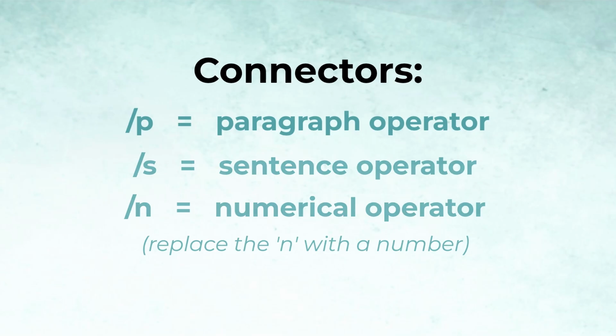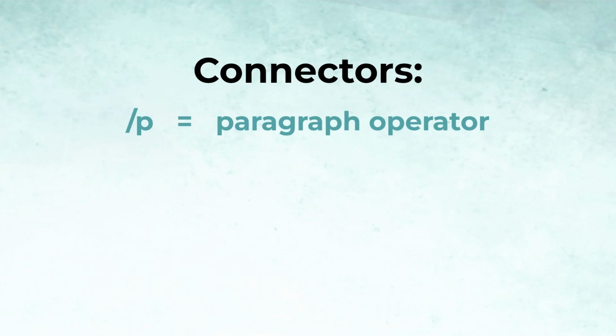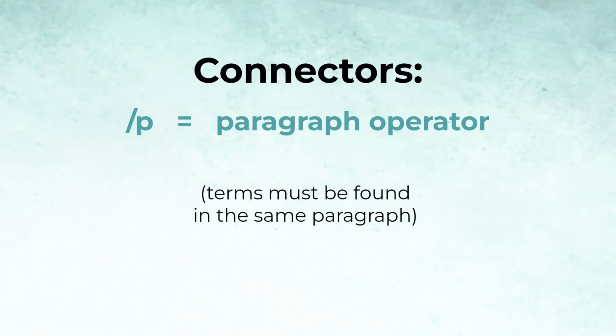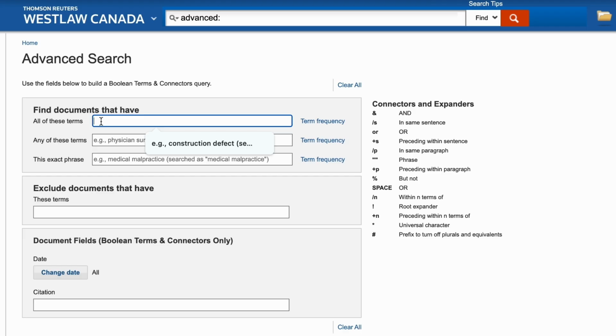The letter P indicates the paragraph operator. This tells the database that the terms we want to look up must be found in the same paragraph. In other words, we create a search string that requires the terms on one side of the connector be found in the same paragraph as the terms on the other side. For example, commercial/P lease. In this example, we expect to retrieve results with the word commercial and the word lease in the same paragraph.